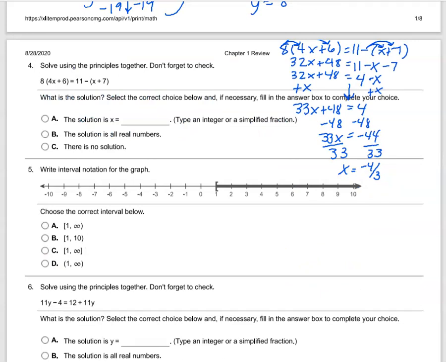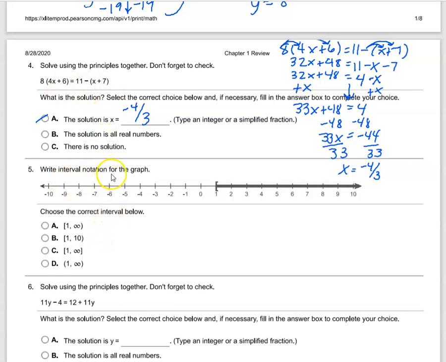And so we're going to get that x is equal to -4/3. If we plugged in -4/3 for each of these x's, we could check to see if both sides were equal to each other, and that would be a way we could check our answer.